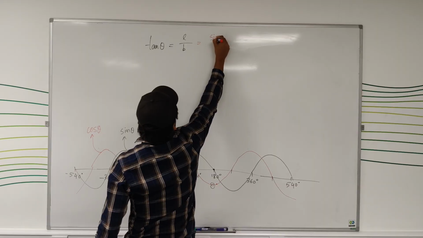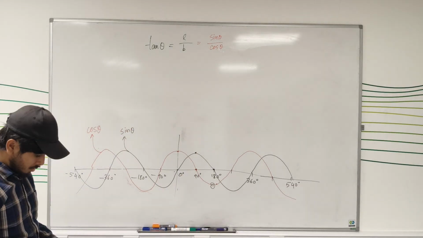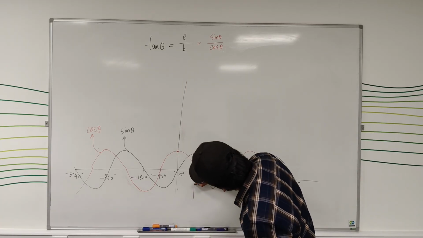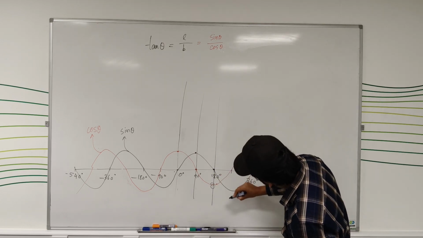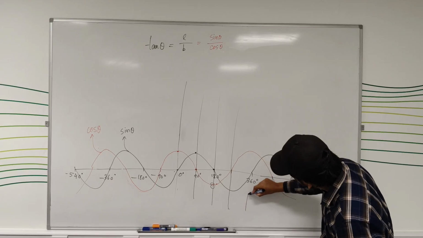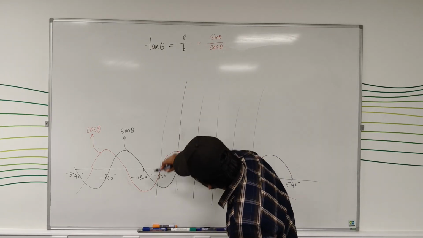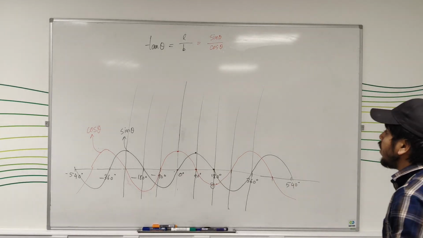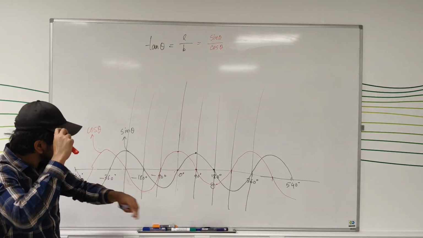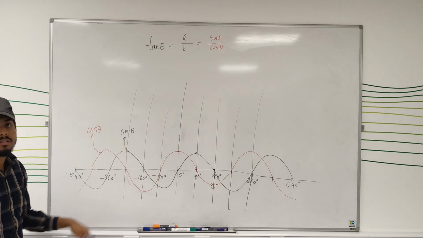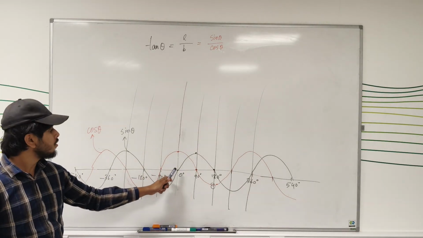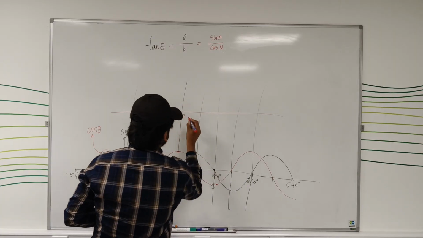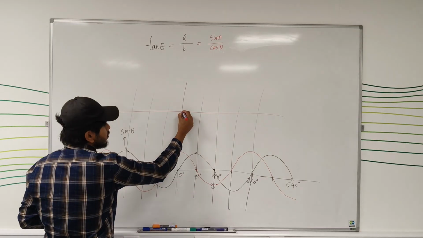This is equal to sine theta over cos theta, right? Now, I'll try to plot it on the same axis. Okay, so sine theta over cos theta. When theta is 0, the red one is cos theta, the black one is sine theta. When sine theta is 0, cos theta is 1. So 0 over 1 will give me 0. This is my new x-axis.